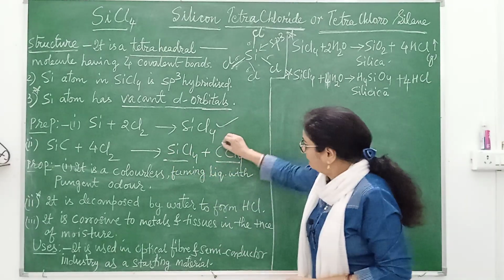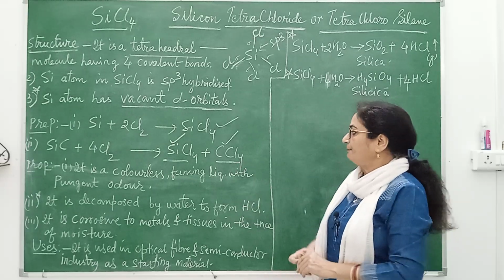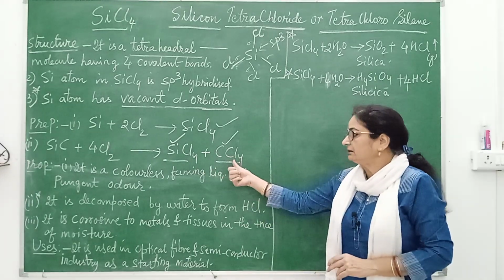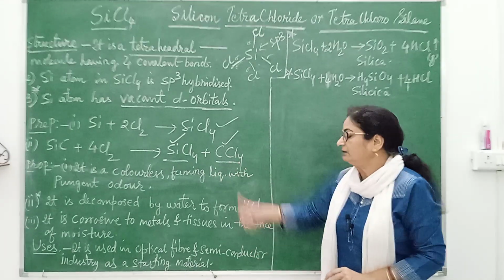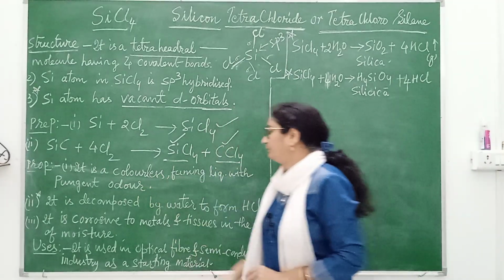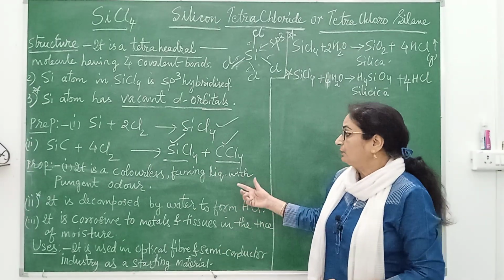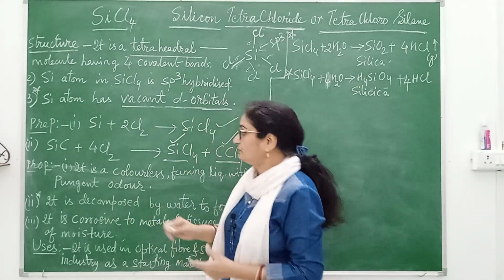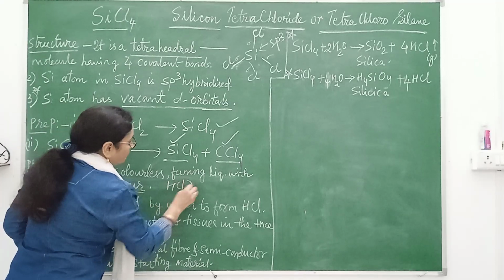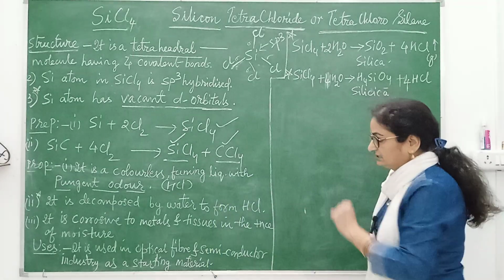Children, both carbon and silicon belong to the same group, that is group 14 of P block. But see the difference in the behavior of these two compounds. CCl4 is an inert solvent, non-pungent, whereas silicon tetrachloride is a colorless liquid. It is fuming in nature. That means this liquid fumes with pungent odor. The reason why it has pungent odor is the formation of HCl. It contains Cl, which when hydrolyzed, releases HCl gas.